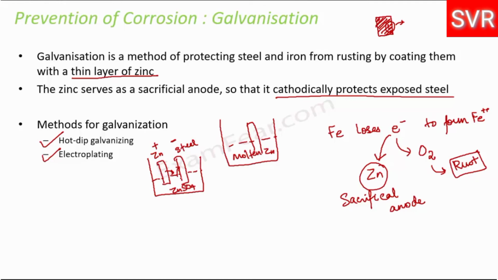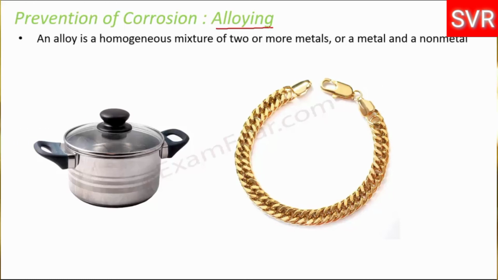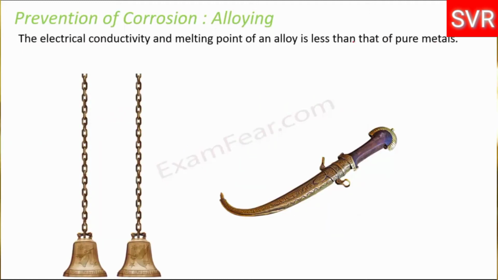So these are the two ways to prevent corrosion. Another way is alloying. Alloying is a very good method to improve properties of a particular metal as well. So what is an alloy? It is a homogeneous mixture of two or more metals, or even a metal and a non-metal. Now as I said, by mixing two metals or by mixing a metal and a non-metal, the overall properties of the metals are improved, and that is where corrosion is also prevented. So let us look at a few examples. In fact, another property that you would have noticed is that the electrical conductivity and the melting point of an alloy is less than that of the pure metals.